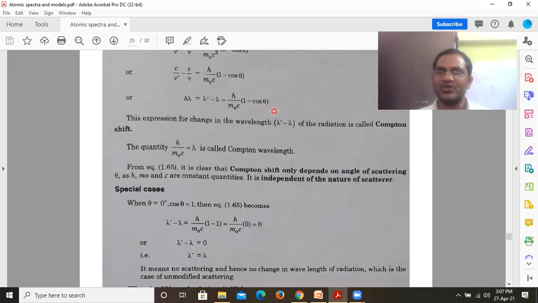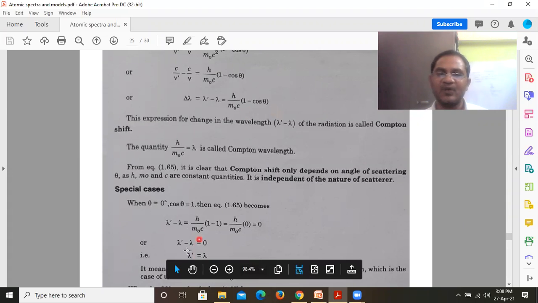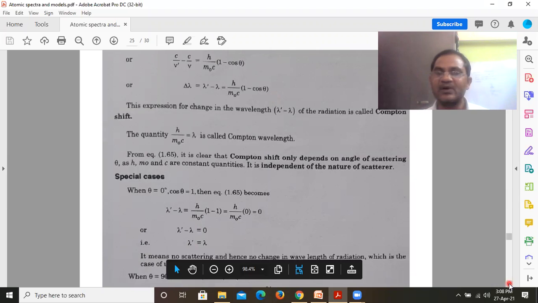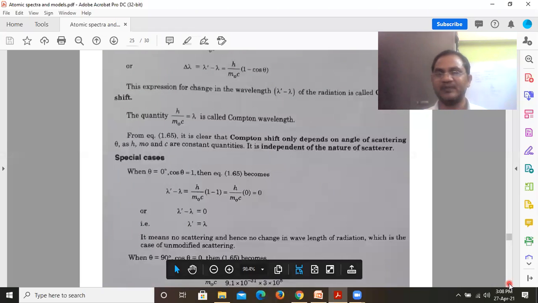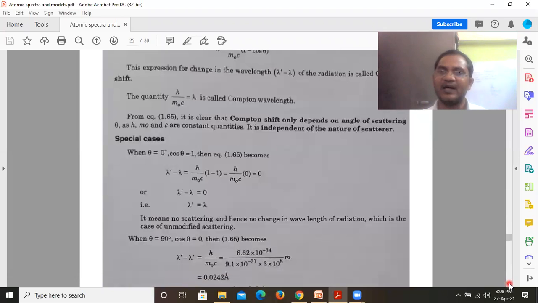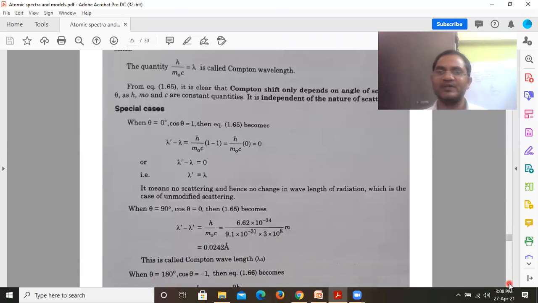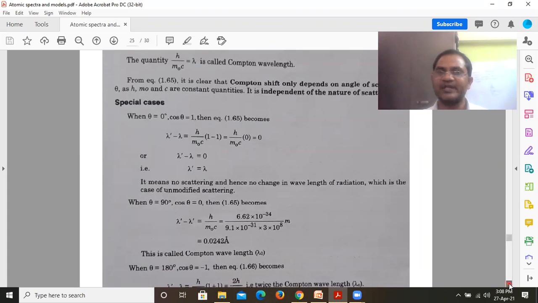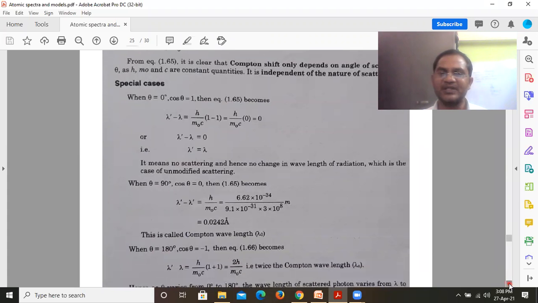There is no change in wavelength because energy is not transferred from the photon to the free electron. In that case, we get lambda dash equal to lambda. That scattering is called unmodified scattering: unmodified frequency, unmodified wavelength. There is no change in wavelength, frequency, energy, or momentum.